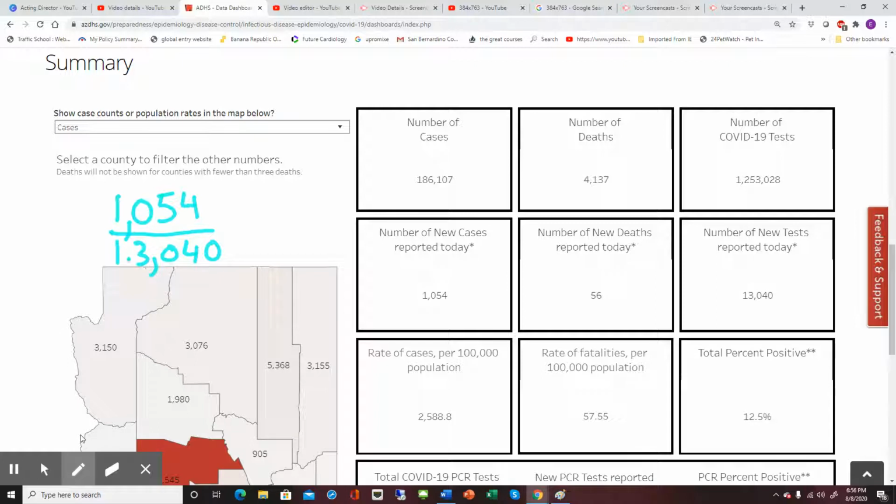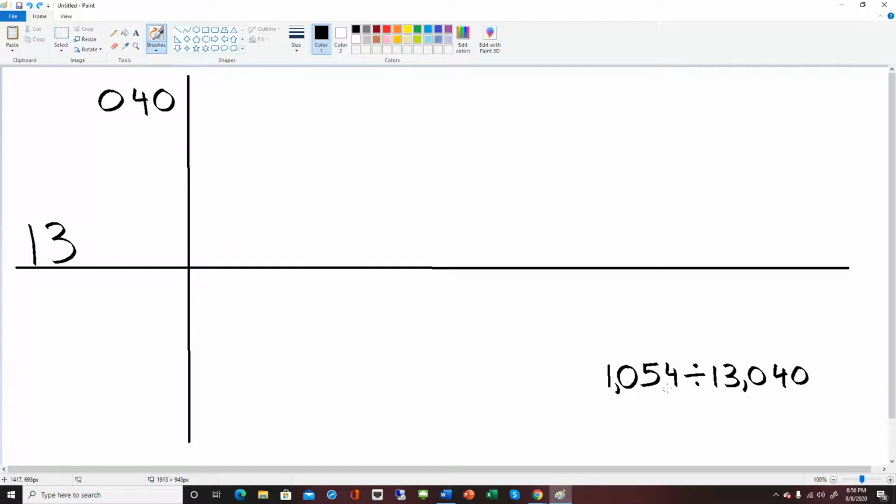Everything's pretty much set up over here. 1,054 divided by 13,040. We're going to use the flagged adjunct division method. I'm going to choose 13,040 as our divisor, so I'm going to put 13 over here, 0, 4, 0 over here. And now let's get set up with the 1, 0, 5, 4 point. Let's put a couple zeros.